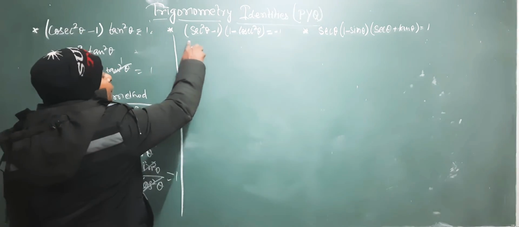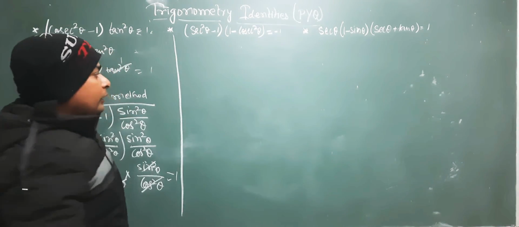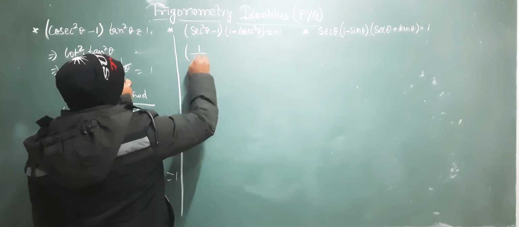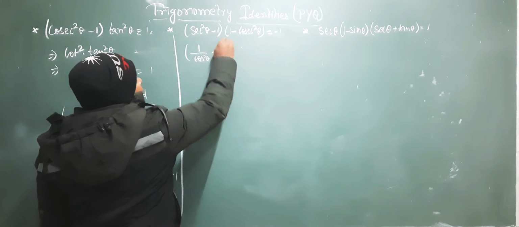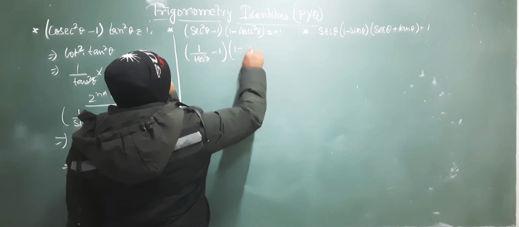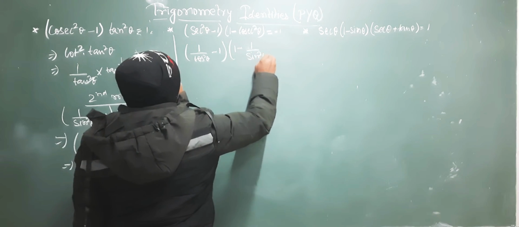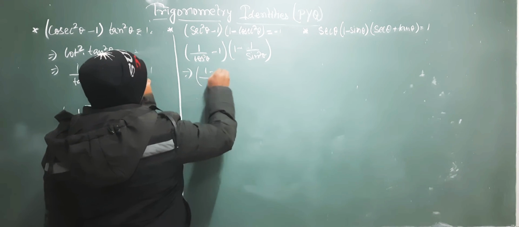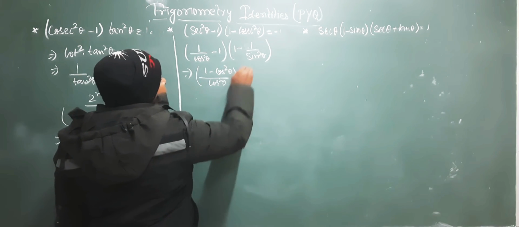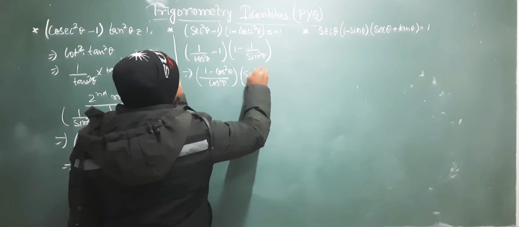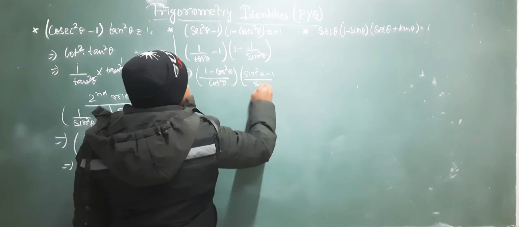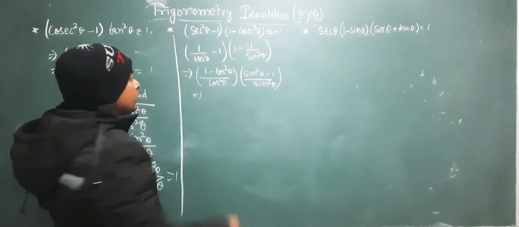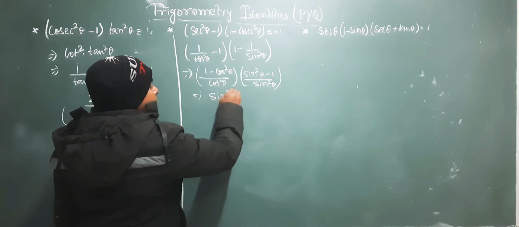So my dear, if we convert sec square theta minus 1 into the simplest form, it is 1 upon cos square theta minus 1, into 1 minus 1 upon sin square theta. If we take the LCM, it is (1 minus cos square theta) upon cos square theta, into (sin square theta minus 1) upon sin square theta. Finally, 1 minus cos square theta is equal to sin square theta.